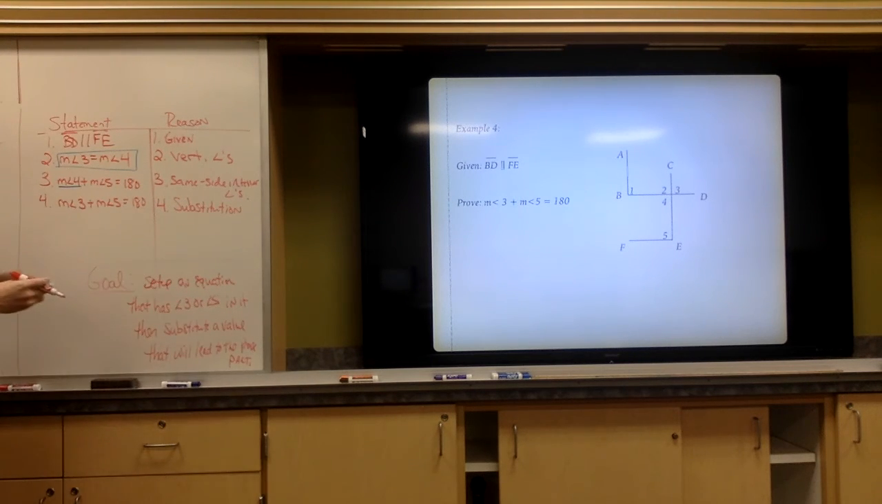All right, now look, is this what the proof part says? Absolutely. So I just proved that 3 and 5 add up to be 180 degrees. Okay? The second and third step, you could flip those. It doesn't matter the order for those guys. Okay? Because logically, you're still seeing the same thing. Okay? A little bit different.